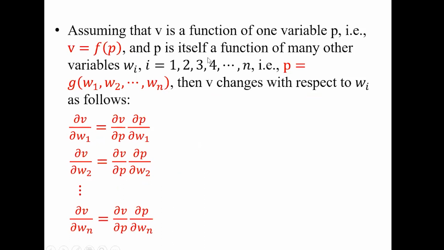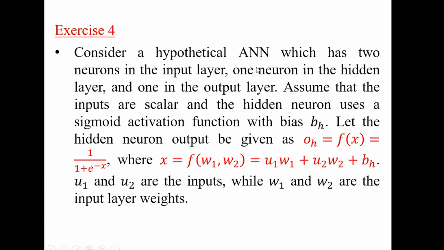Assuming that V is just a function of one variable now, P, not P and Q, but now P is a function of so many others. So this is what we have. It just reduces to this, V with respect to W1, and then we have this. This is a hypothetical ANN: one neuron in the hidden layer, one in the output layer, and two neurons in the input layer. This is the way to capture the input to the hidden neuron. And then we are assuming that the activation function is the sigmoid activation function.